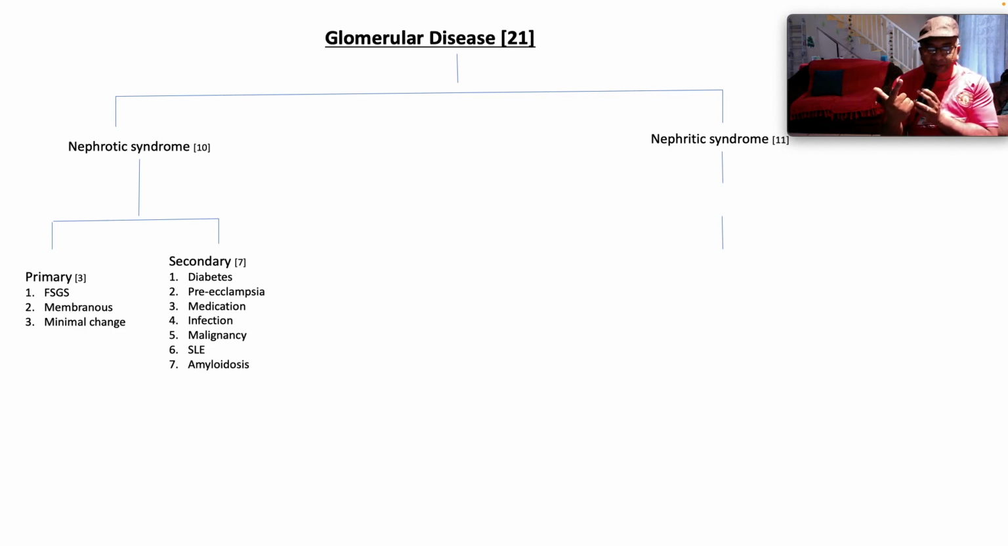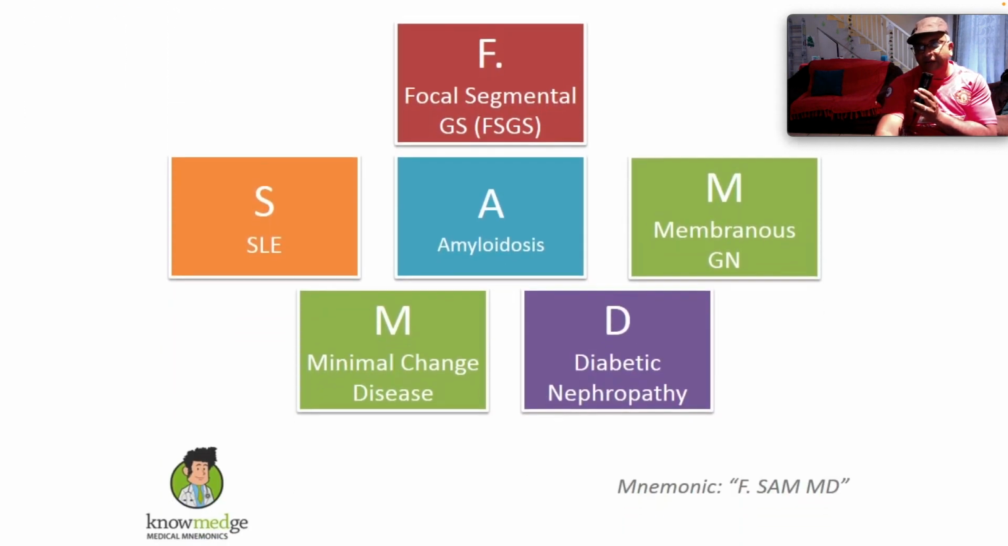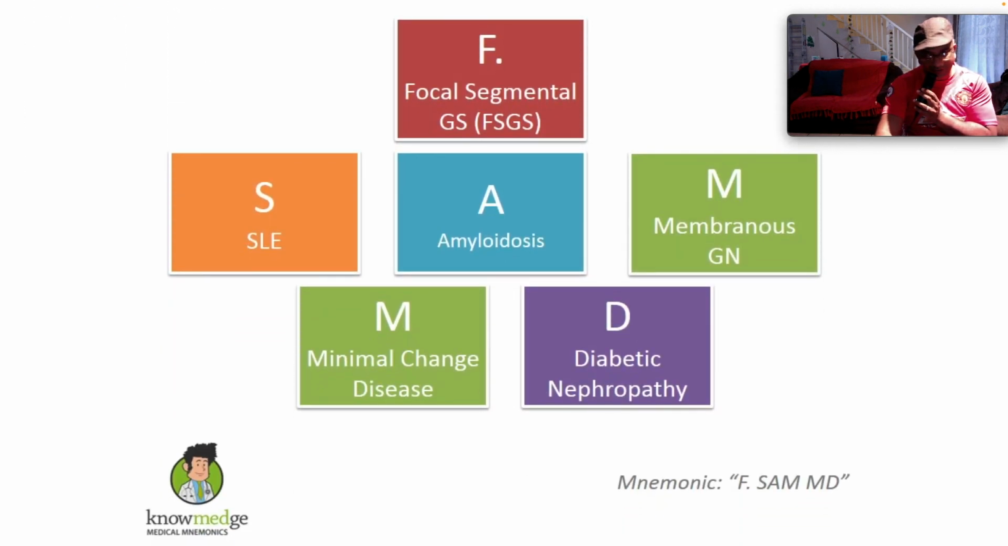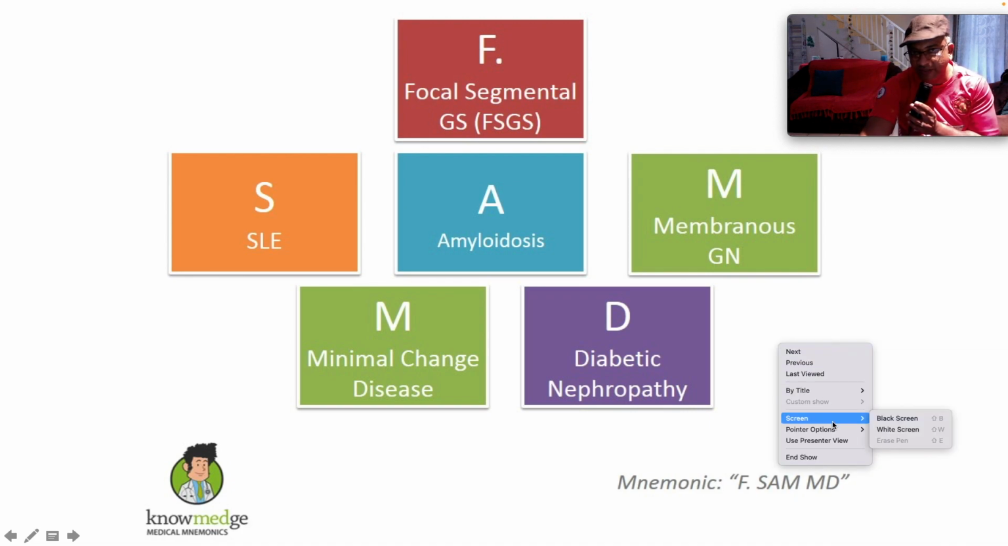Right, preeclampsia can cause it. Medications, like we spoke about, infection, malignancy, lupus, and amyloidosis are other secondary causes for nephrotic syndrome. Nephritic syndrome is a different kettle of fish. You got hemoproteinuria together with hypertension and azotemia, and that is not the topic for this particular video. This is taken from knowledge.com. It's a lovely little acronym to remember the causes of nephrotic syndrome, right?